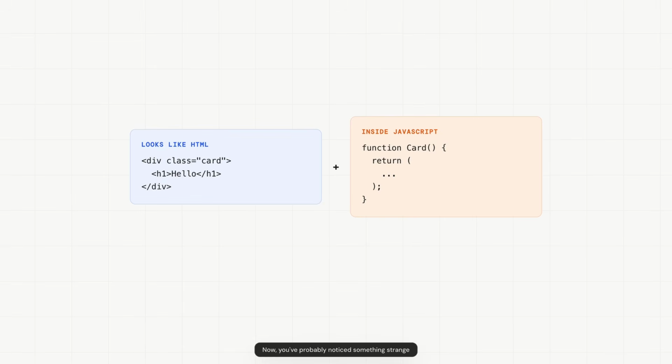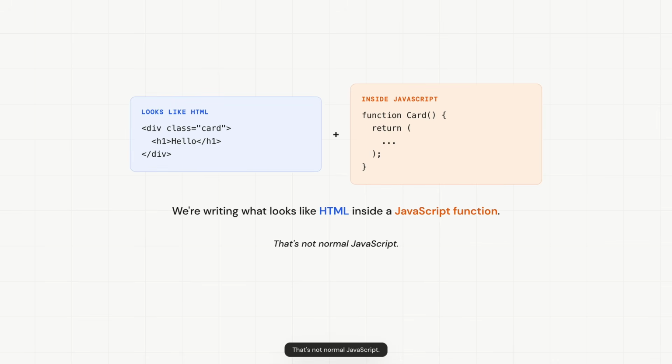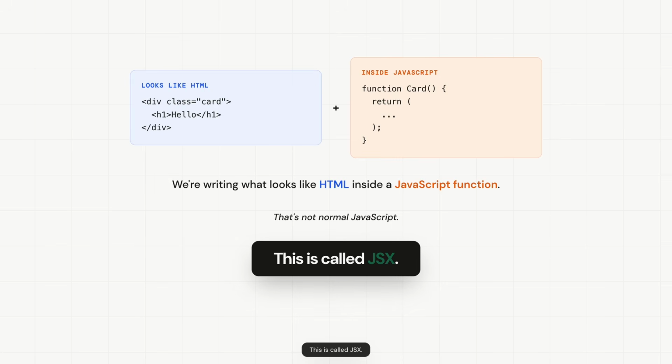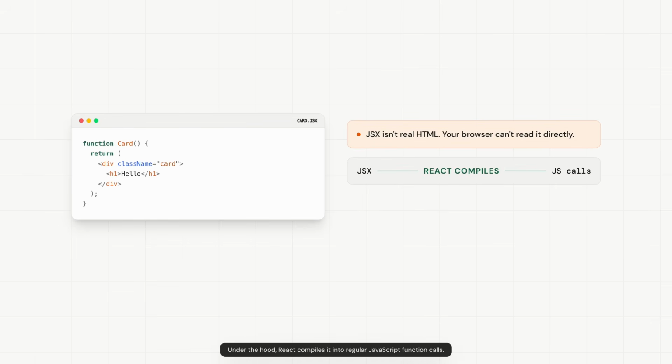Now, you've probably noticed something strange in those examples. We're writing what looks like HTML inside a JavaScript function. That's not normal JavaScript. This is called JSX. JSX isn't real HTML. Your browser can't read it directly. Under the hood, React compiles it into regular JavaScript function calls, but you don't need to worry about that. Just think of JSX as a cleaner way to describe your UI.